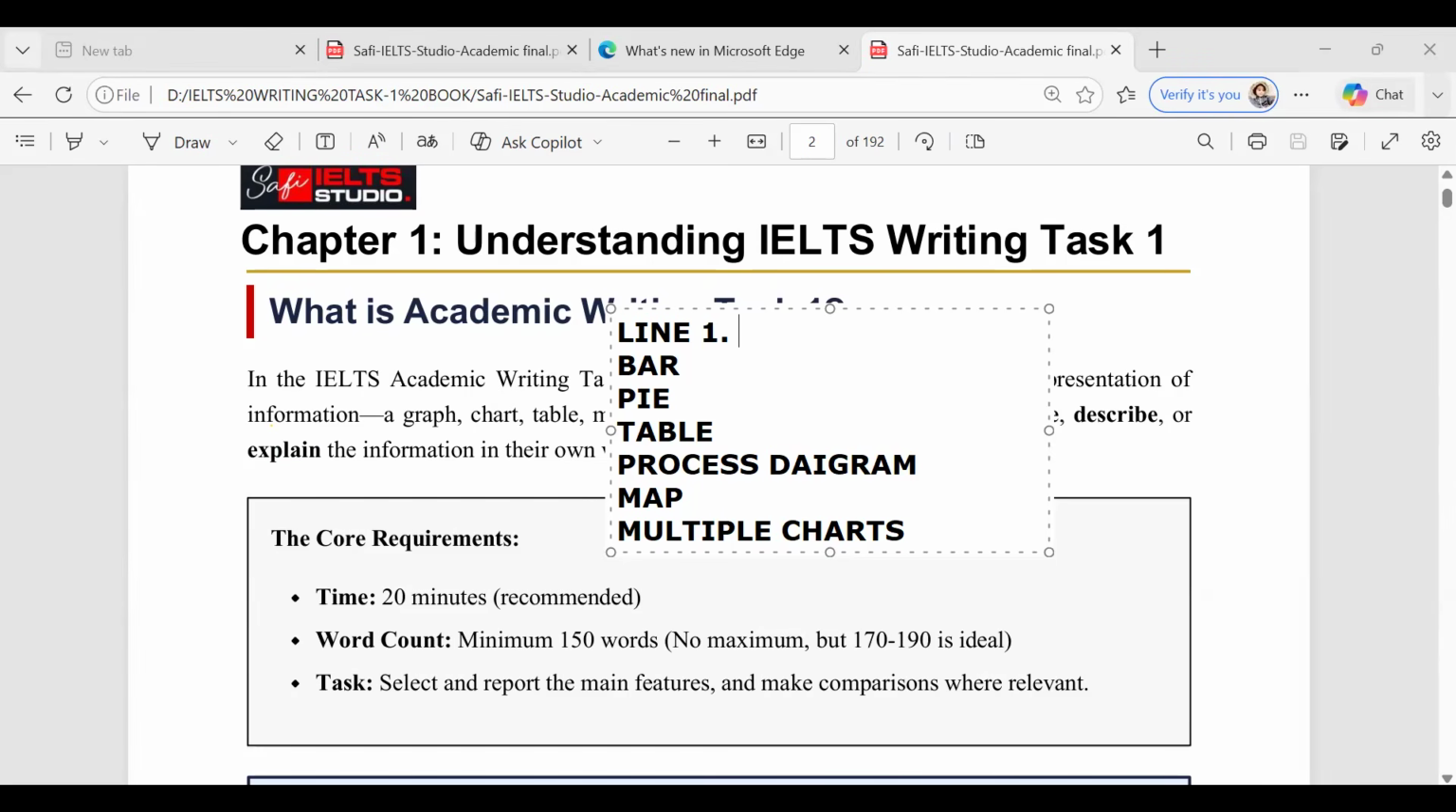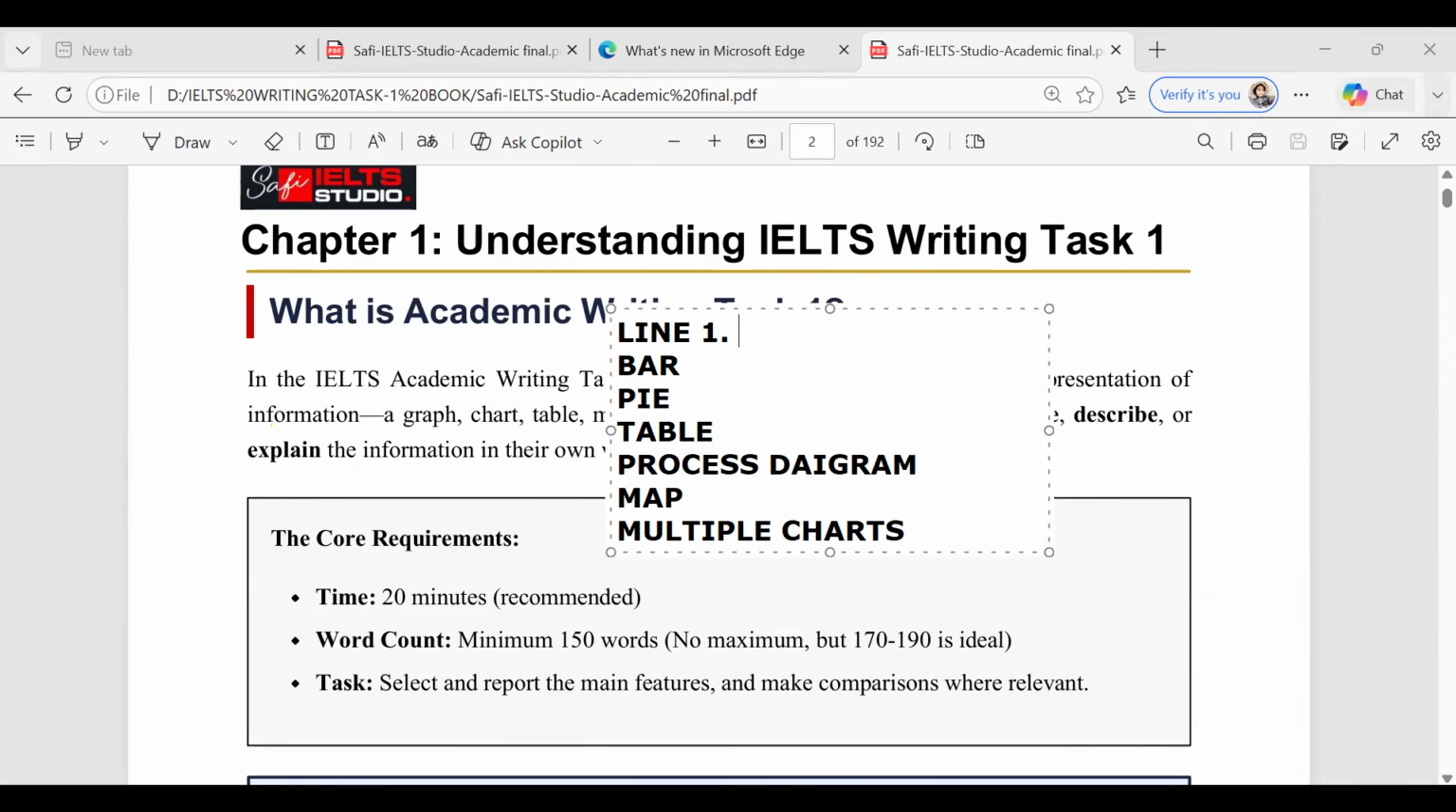Most of the time, students prepare only one graph. For example, they study line graph, and then they think that if I practice line graph, I will be able to write about all the graphs. No, that is totally wrong, because the vocabulary we use for graphs and the way we write on graphs are totally different. They're not the same. So we do not deal with all graphs the same way. All graphs are totally different.